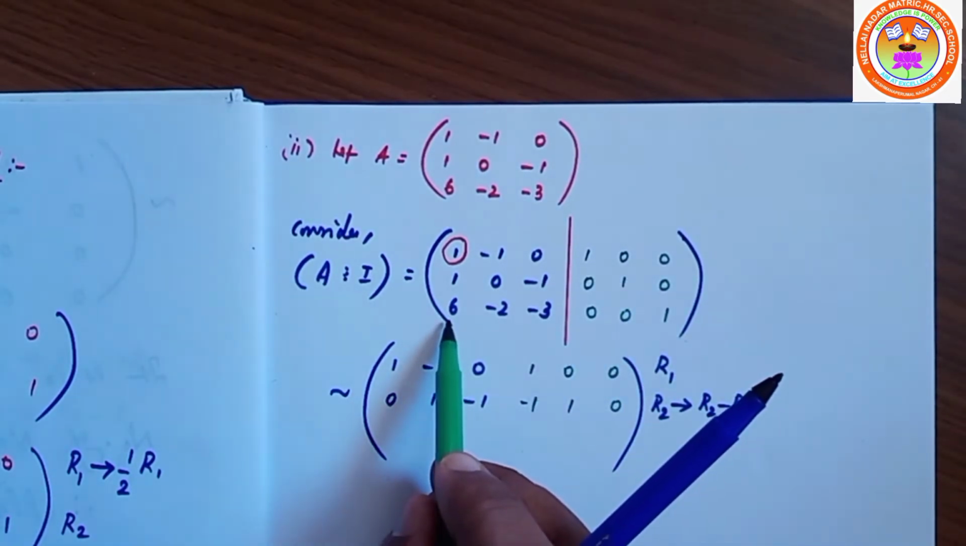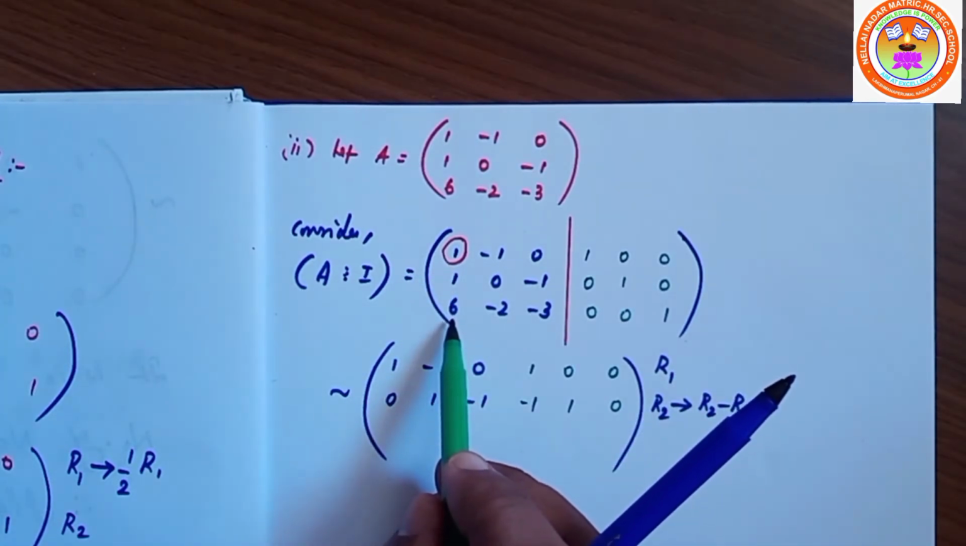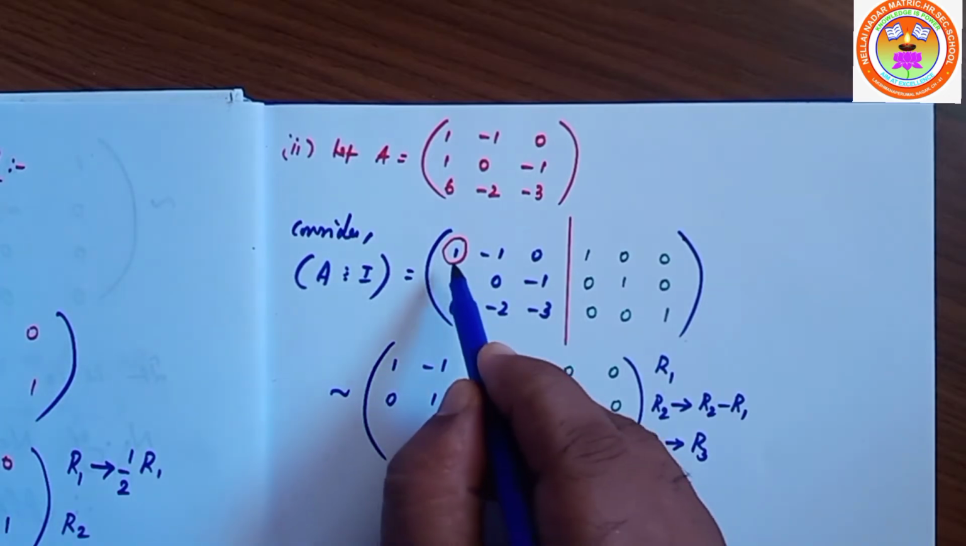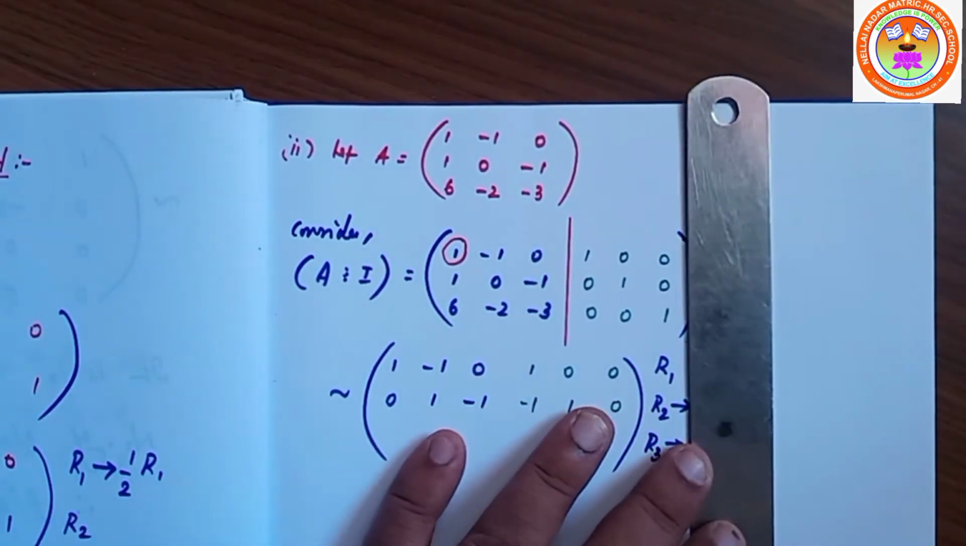Next here 6, with the help of this element we have to convert this element as 0. What to do? So another row transformation, R3 implies R3. Here we have 6, it has to be minus 6, so I am multiplying by minus 6, minus 6 R1. So I do the calculation here.